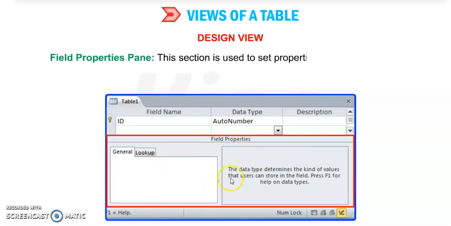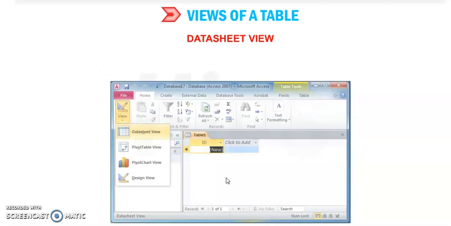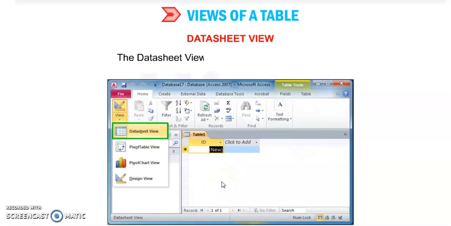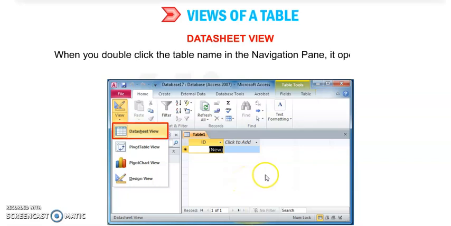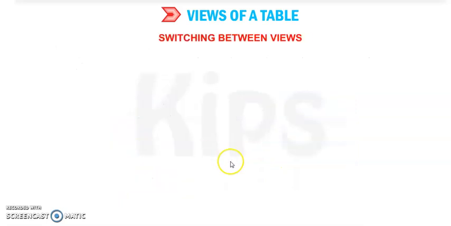Now this is the property pane. This section is used to set properties for the fields defined in the table. Next view is datasheet view. In this view, you can enter data in a table. When you double click the table name in the navigation pane, it opens the table in the datasheet view.